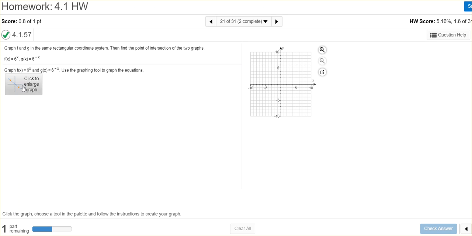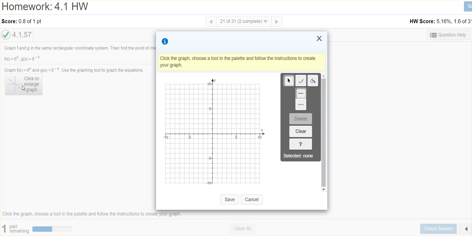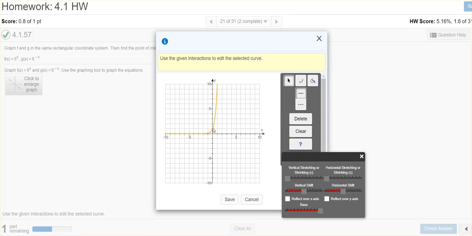I start by clicking here to enlarge the graph. 6 to the x is an exponential function, so I'm going to select the exponential curve, and it requires that I place a point that's on the graph of the exponential curve. Well, a point on every exponential curve in standard position is over 0, up 1. So I click there, and this box opens up.